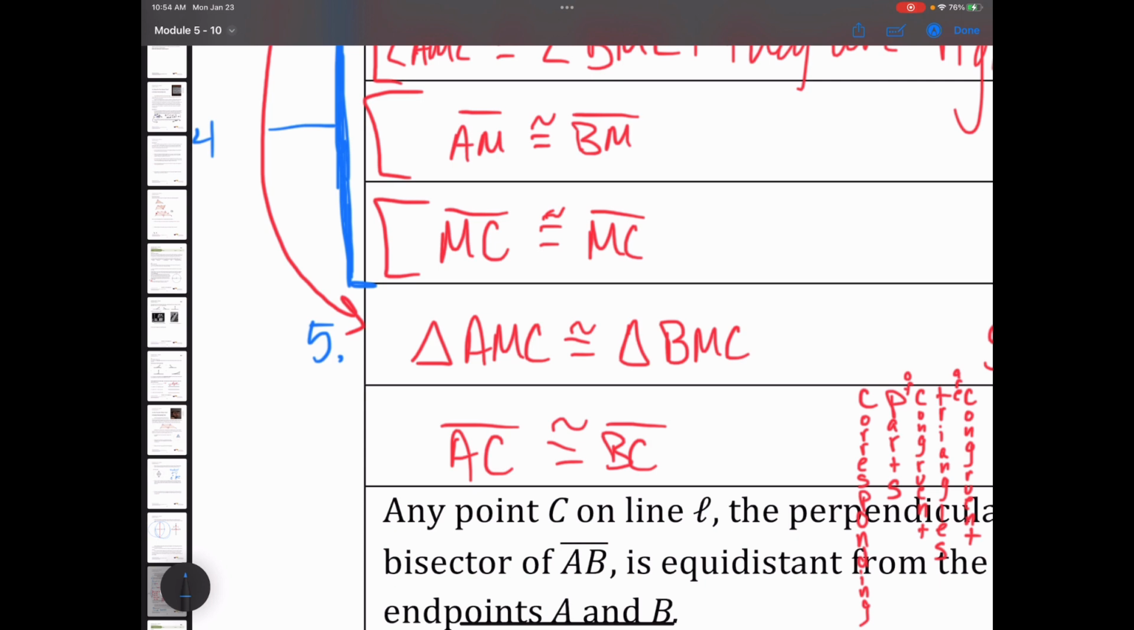Well, that was very confusing. I'm sorry, I have no idea what I was thinking about. It's fine. And now, because of that, you can have CPCTC. I'm so sorry. Oh, then because of that, yes, we can say the segments are congruent because of CPCTC.